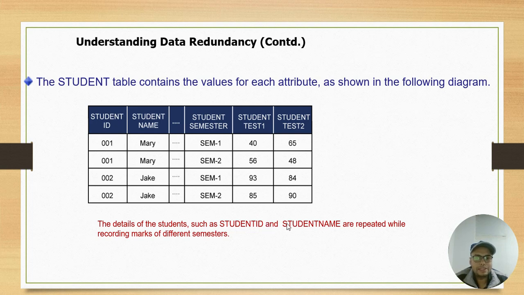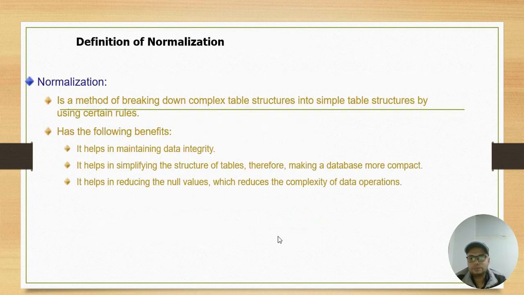The ID and name are going to be the same in each semester. It's not possible that in semester one you have a different roll number or student ID and in another semester a different one. No, it's not like that. But the student marks for each semester are definitely going to be different. It's not possible that in semester one you have the same marks as in semester two or semester three. So that was the redundancy.